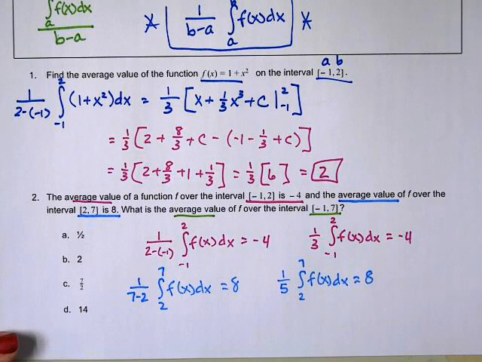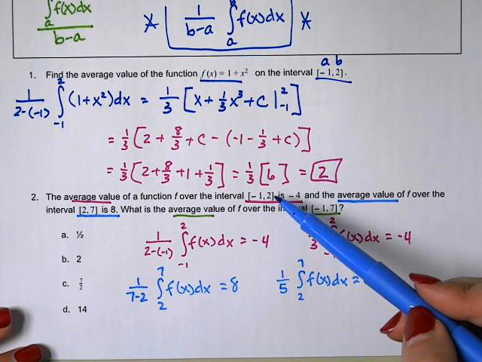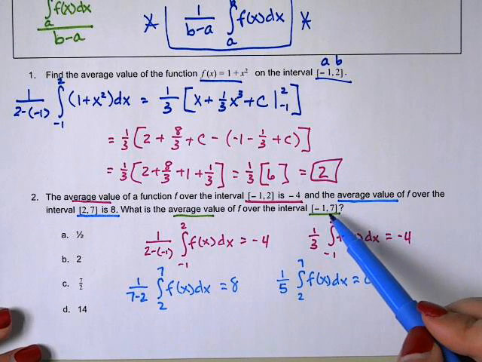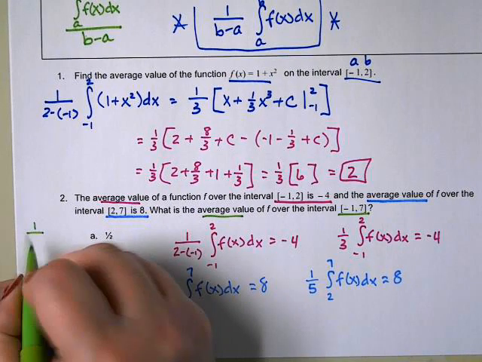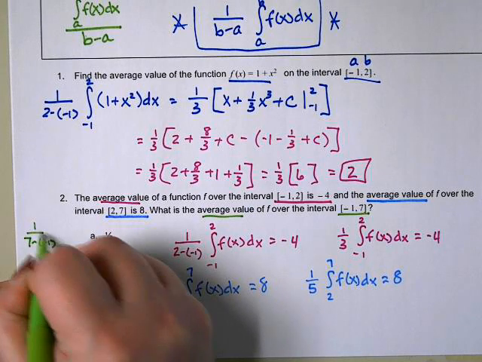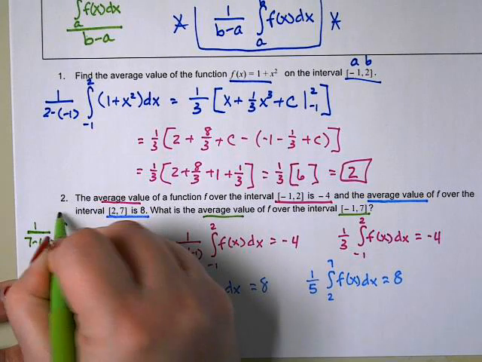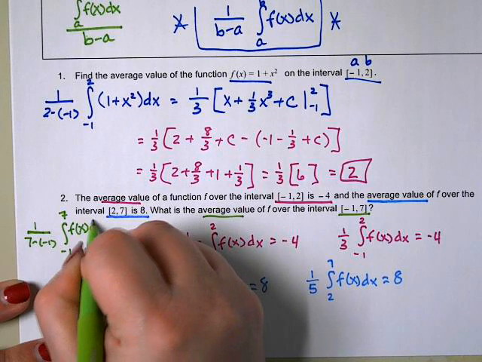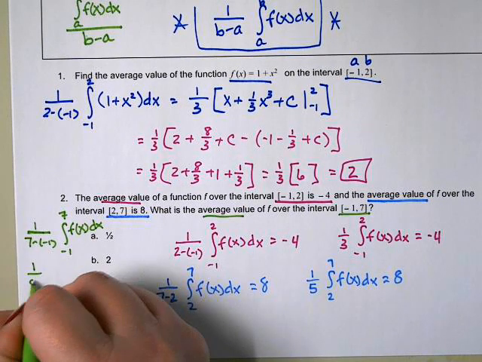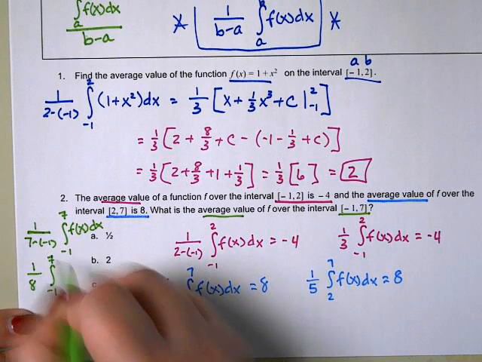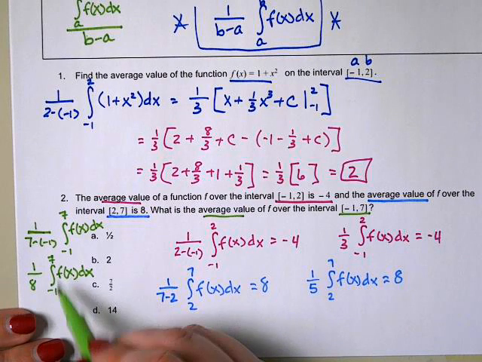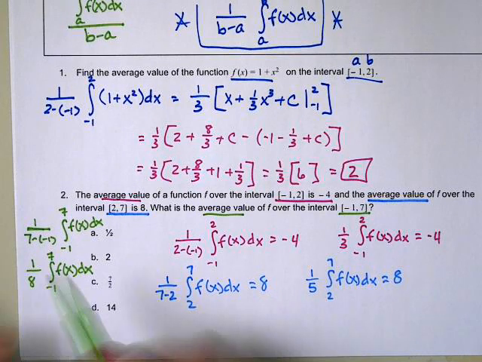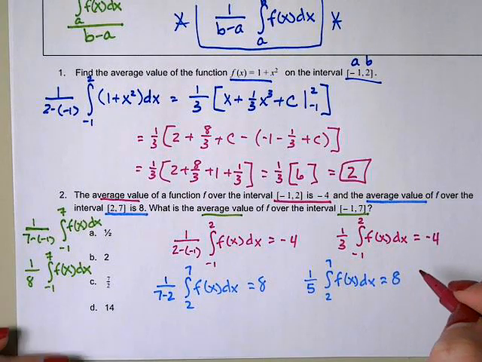So now I have to think about how this information helps me. Well, I know that when I have integrals, if I have the integral from -1 to 2 and the integral from 2 to 7, I'd be able to get the integral from -1 to 7, right? My end goal here is to figure out 1 over 7 minus -1 times the integral from -1 to 7 of f of x dx. So in other words, 1 over 8 times the integral from -1 to 7 of f of x dx. So if I could figure out what the integral from -1 to 7 of f of x dx is, I'd have my answer. So we're going to manipulate these average values just a little bit more.